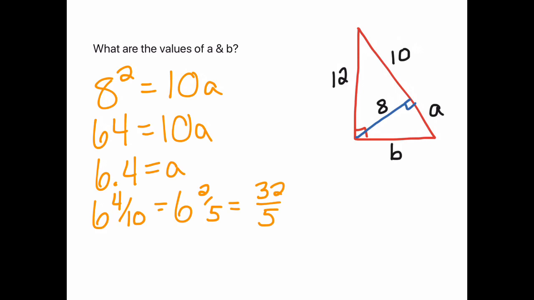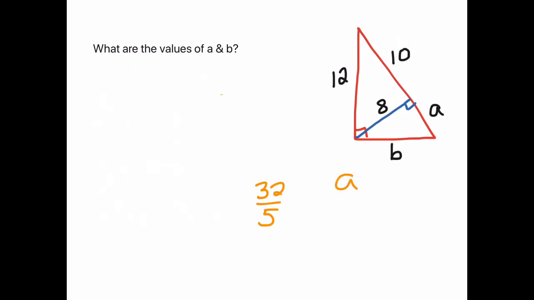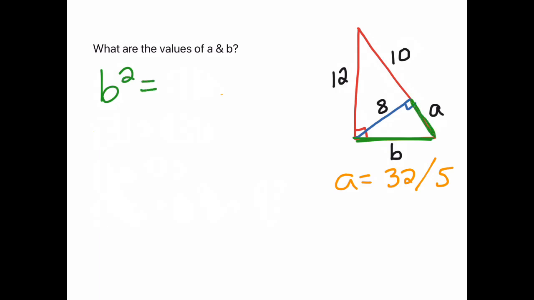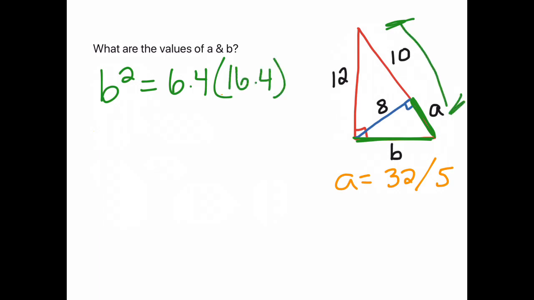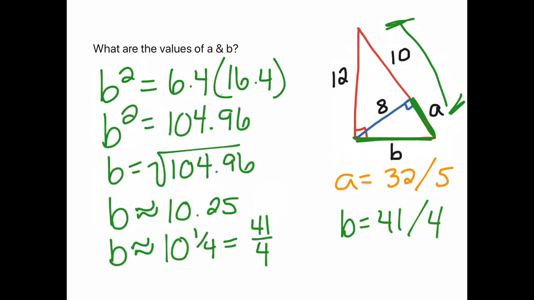Now for B, we're going to use the leg of the big triangle. So for part B here, we're going to use the leg, and it's always the leg squared, this is corollary 2, times the adjacent part of the hypotenuse, which we know is a, 6.4, times the whole hypotenuse, 10 plus 6.4, which is 16.4, and then we'll solve this for B. And when you solve for B, what you get is approximately 10.25, which we then turn into a fraction of 10 1/4, which we turn into an improper fraction of 41/4.